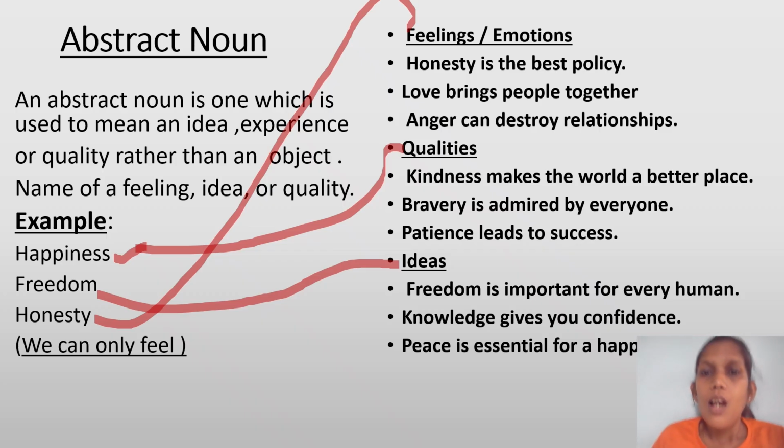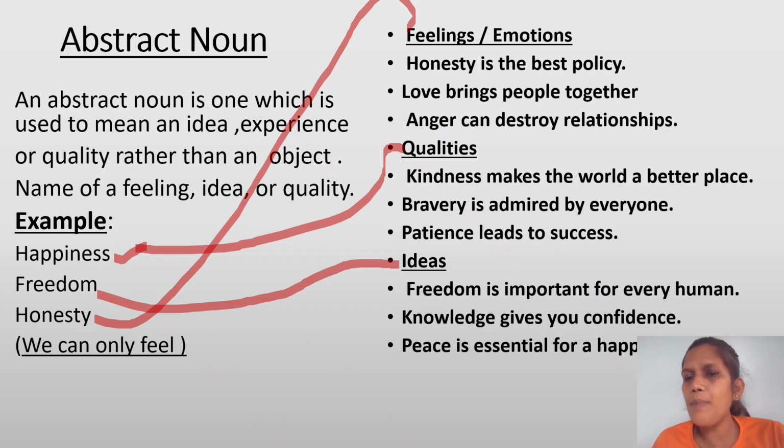Any doubt? Okay, you can understand all these examples in detail. Feelings, emotion. Honesty is the best policy, which you can only feel. Love brings people together. Again, you can feel. Okay, feelings. Anger can destroy relationships. Okay, again it's into emotions. Qualities means happiness. Okay, that is, kindness makes the world a better place. Okay, kindness is a quality.